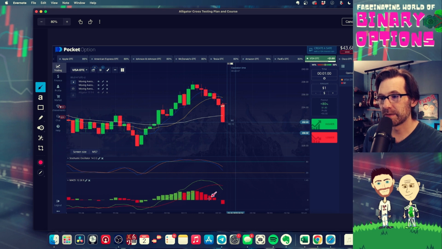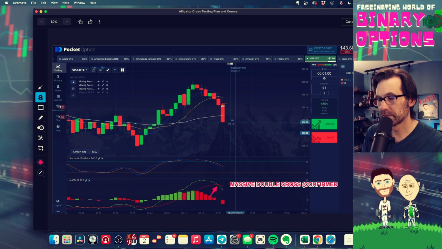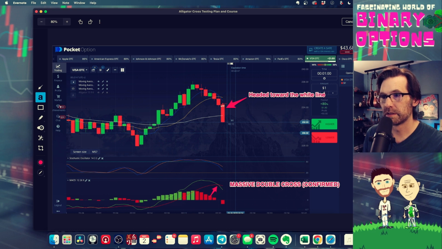We found a massive double cross. This is a massive double cross, by the way. It was confirmed. We entered here. It was heading towards the white line. That's the other thing. It double crossed, and it was coming out of overbought. Sorry, I always get those confused.